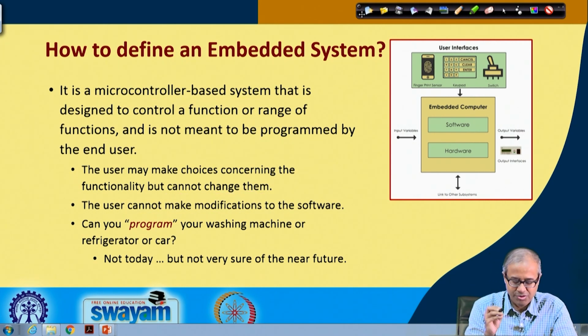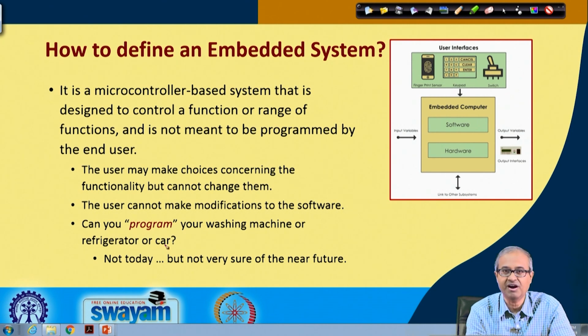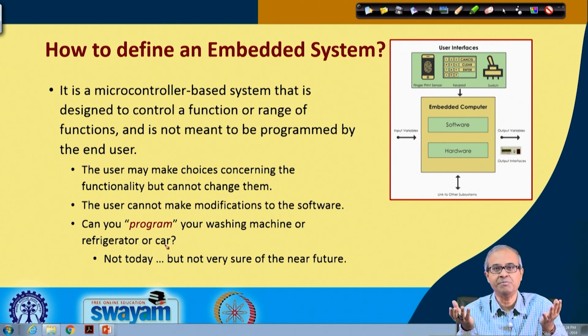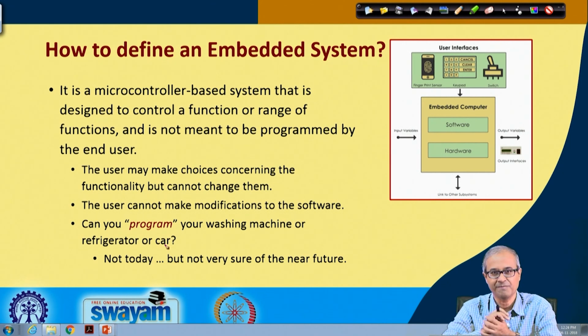So, to talk about it, normally you cannot program your washing machine or refrigerator or a car, but maybe tomorrow with the next generation embedded systems coming, you may be able to program them also. Like when you drive a vehicle, you may program it and customize it according to your need. But as of today, the systems come with very limited choice to the users. Maybe a few things the user can specify, but not all. Okay?